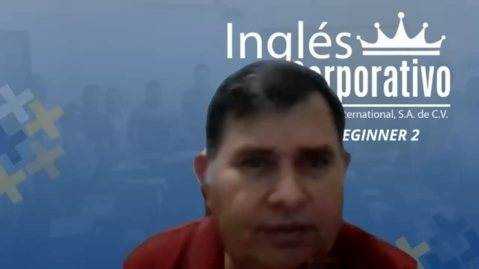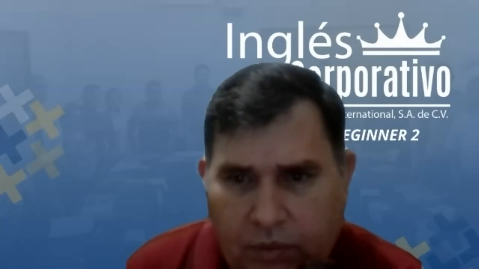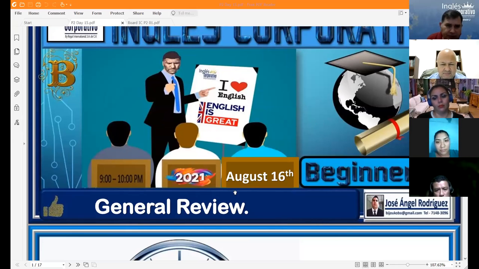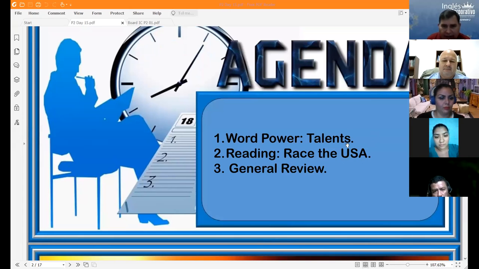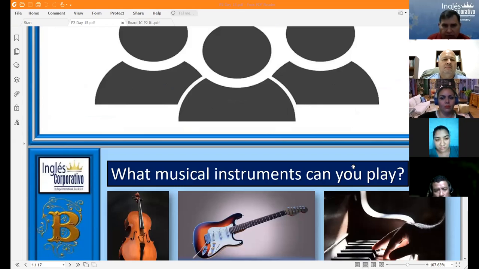I'm going to stop sharing this and let's go to my class, okay? Okay, now today is August the 16th. This is the beginner two. This is a general review. In the agenda today, we have word power, talents, okay? Talents are skills, abilities. Number two, reading, raised in the USA. And number three, general review. The objective is to review all topics, okay? So we're going to skip this part and go to this one, okay?